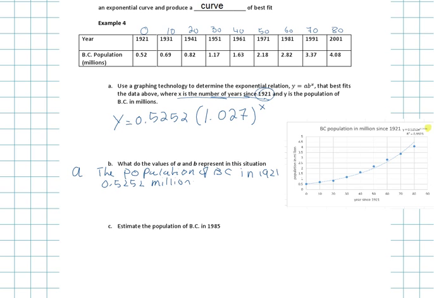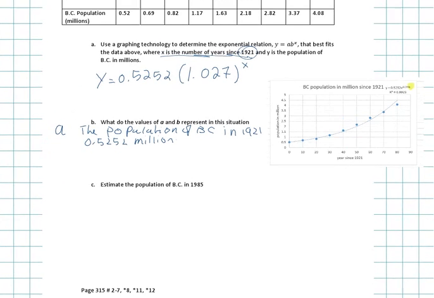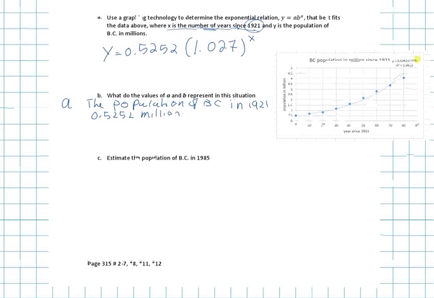So basically, you're going to see what these numbers mean. What do they mean when I say 0.5252 times 1.027 to the power of x? What does 0.5252 mean? What does that represent? You know it represents the initial population, right? But the initial population is not from when BC was created. It's in 1921 when we started the studies, or when we started counting, right? So this is why we say that in 1921.